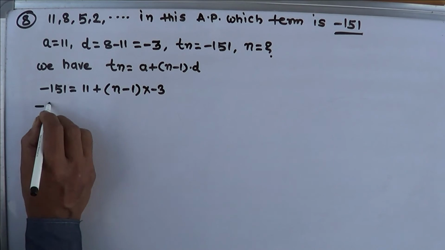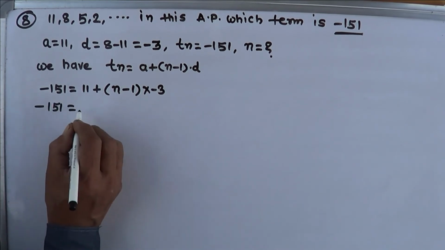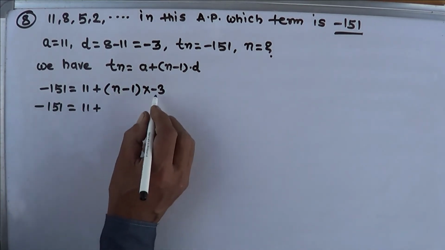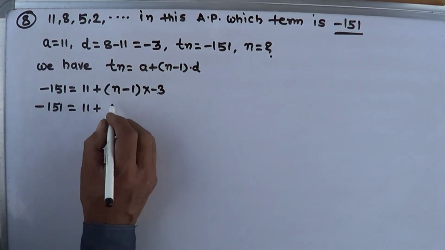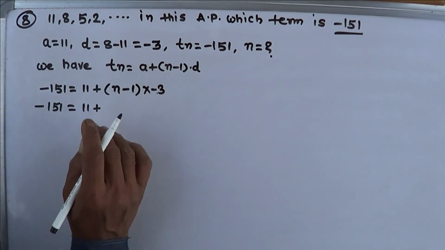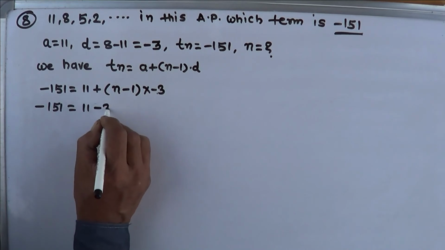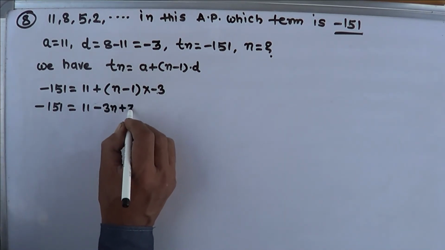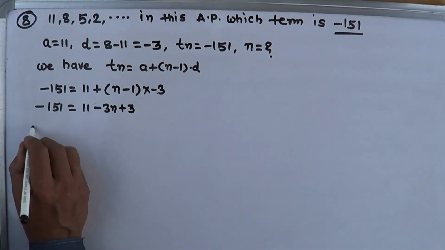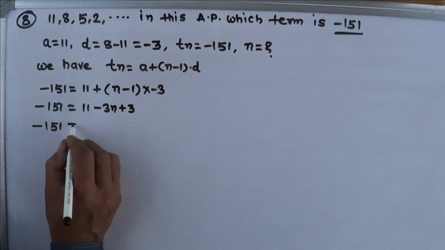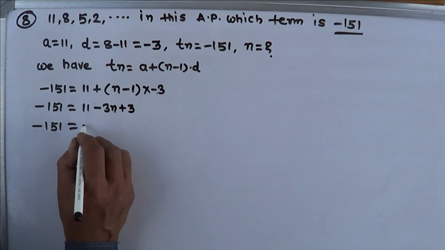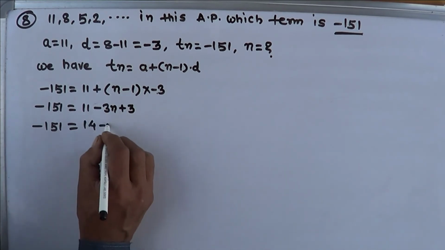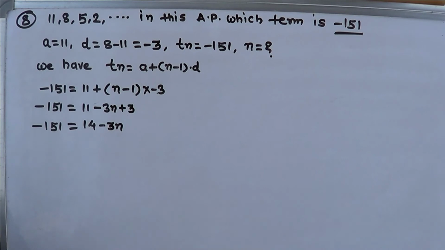Now minus 151 equal to 11 plus minus 3 into n, this will be minus 3n. Again minus 1 into minus 3, this will be plus 3. Minus 151 equal to 11 plus 3, this will be 14, minus 3n. So now we have to find the value of n.